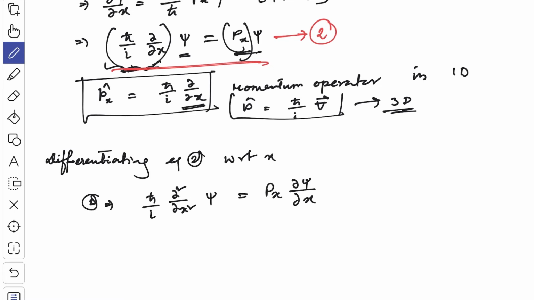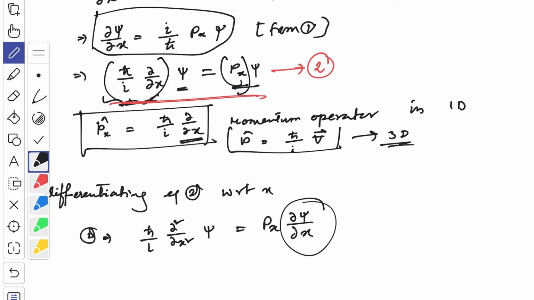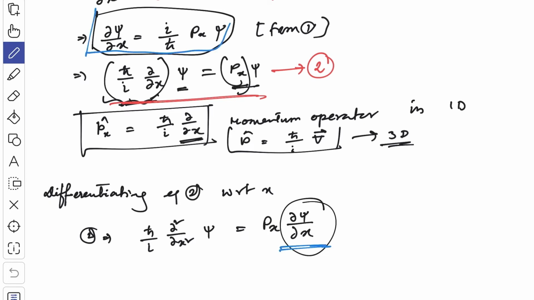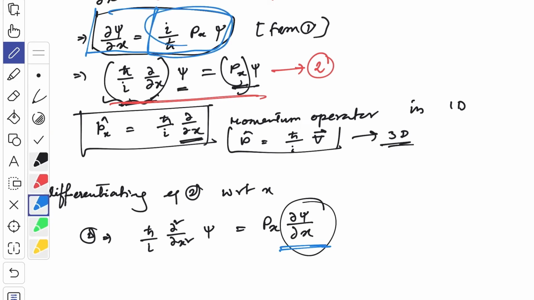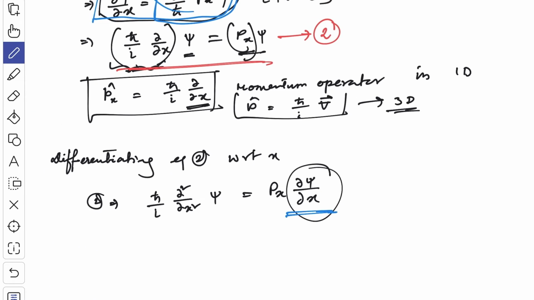Now here you see, this del psi by del x can be replaced by this. So instead of del psi by del x, we can put i by h cut px psi. So let us use that here. Now if you use that, then what you will get is i by h cut px square psi, that's what you will get.